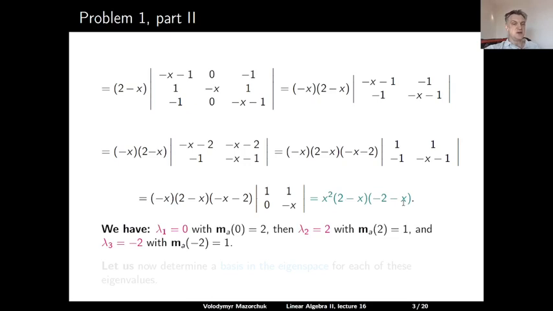So we have three eigenvalues, the eigenvalue 0 with algebraic multiplicity 2, the eigenvalue 2 with algebraic multiplicity 1, and the eigenvalue minus 2 with algebraic multiplicity 1. Let us now determine a basis, and even an orthonormal basis, in the eigenspace for each of these three eigenvalues.